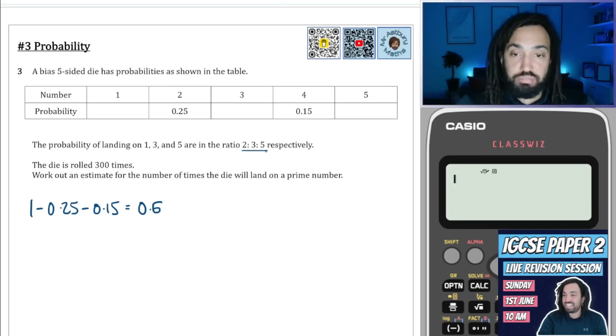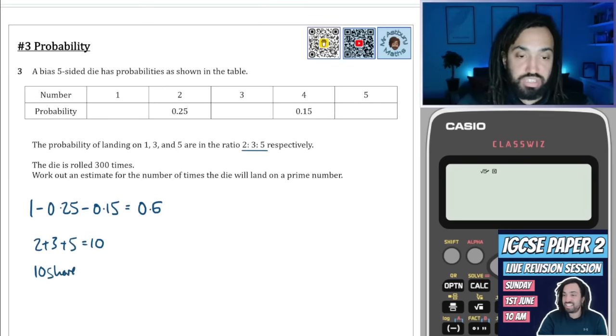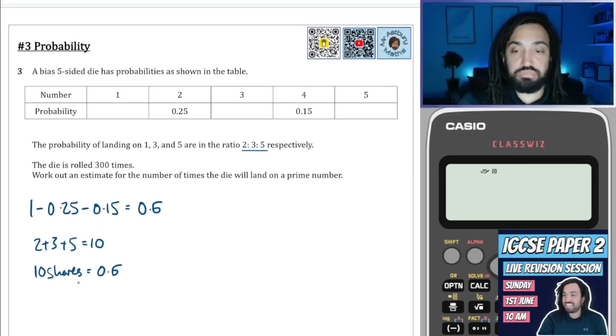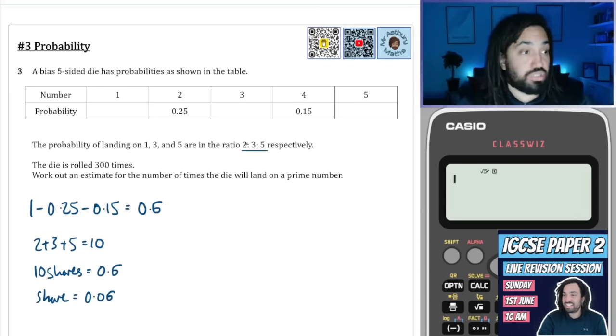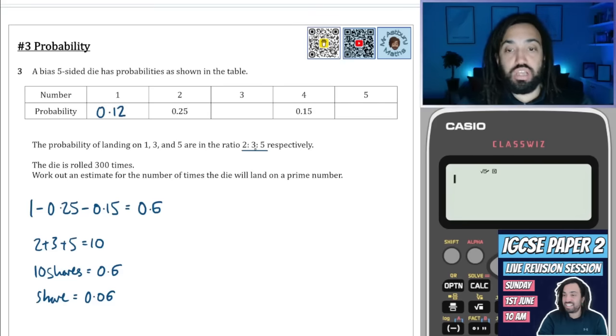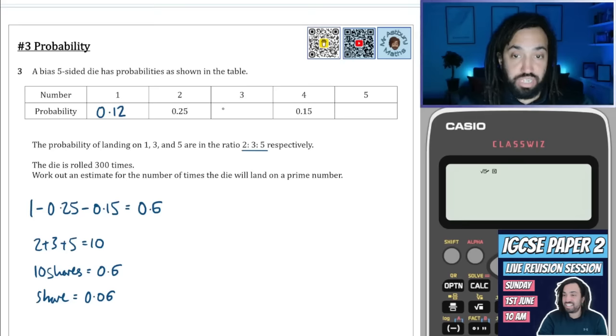Now this ratio here adds up to a total of 10 shares, because 2 plus 3 plus 5 is equal to 10. So we can say that 10 shares is equal to 0.6, because that's the probability that needs to be divvied out. So therefore 1 share is equal to 0.06. So the first slot has 2 shares, so times that by 2 gives you 0.12. 3 shares, I need to times that by 3, so that gives me 0.18, and then 5 shares, times that by 5 gives us 0.3.